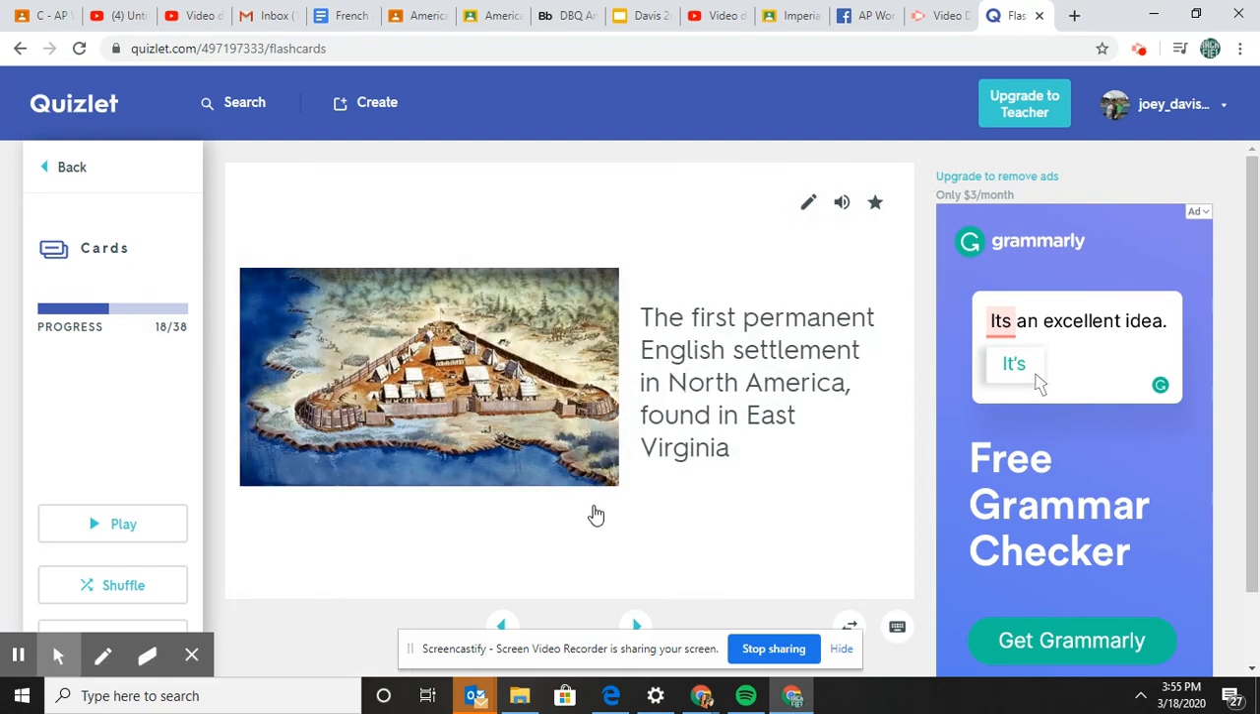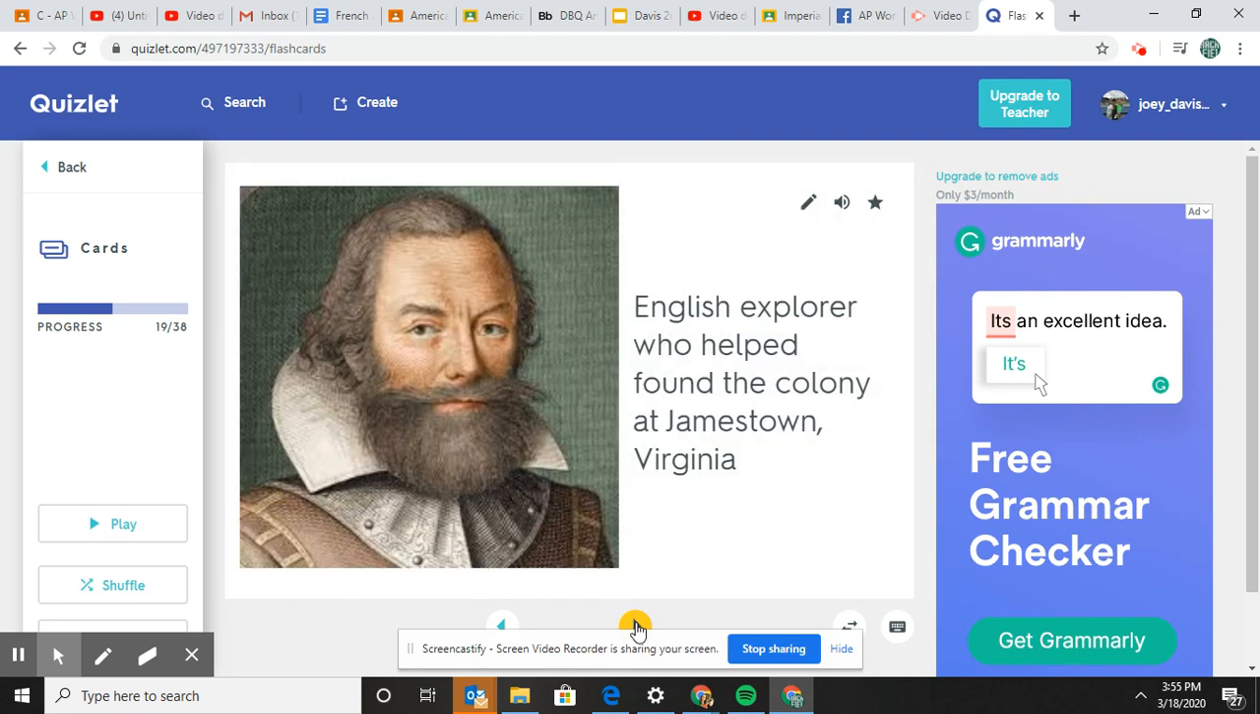This is a picture of Jamestown. So Jamestown is the first permanent English settlement in North America, founded in East Virginia. It was kind of right on the border of being a middle colony or a southern colony. Our good friend John Smith ensured its success, but it was a pretty rough way to go. I mean, you had to be a pretty hardened individual if you survived the first few years at Jamestown.